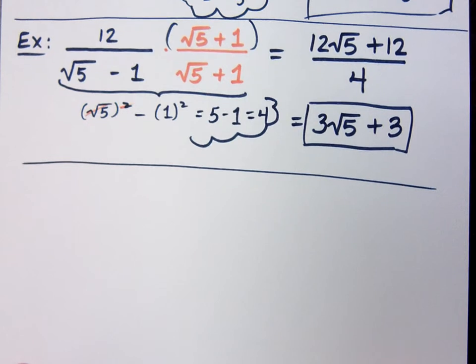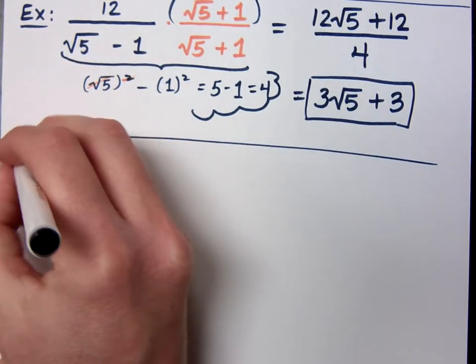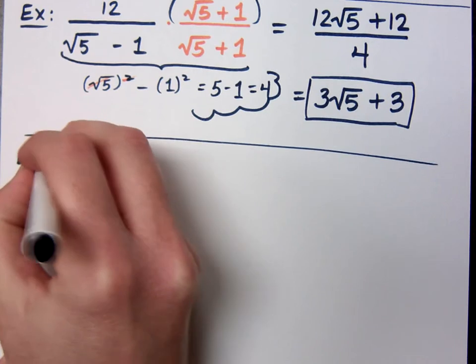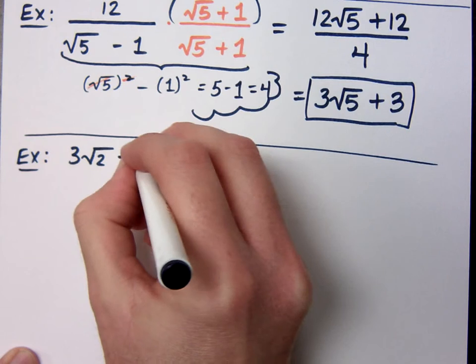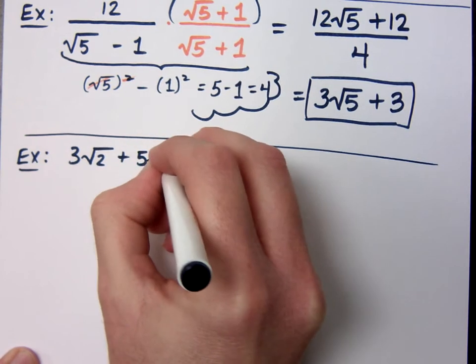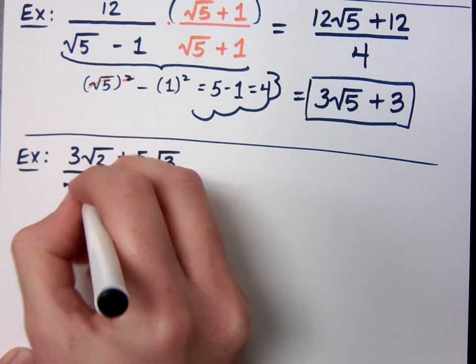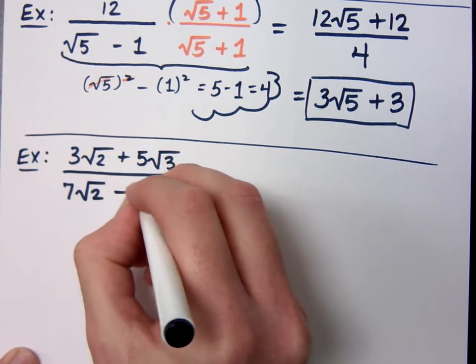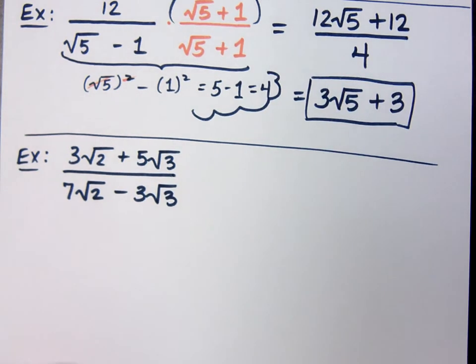All right, let's try a super duper fun one. If I have 3 square roots of 2 plus 5 square roots of 3 all over 7 square roots of 2 minus 3 square roots of 3. This does look like a lot. I'll agree with you there. But if we go through this piece by piece, it will not be that bad. It's just like the other problems.